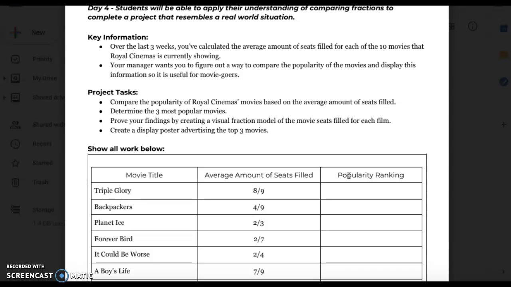So, whichever movie title has the largest number of seats filled will be number 1 in the popularity ranking. Whichever theater has the least number of seats filled will have a number 10 as the popularity ranking. Again, the fraction that is the smallest will have the lowest popularity ranking of 10.